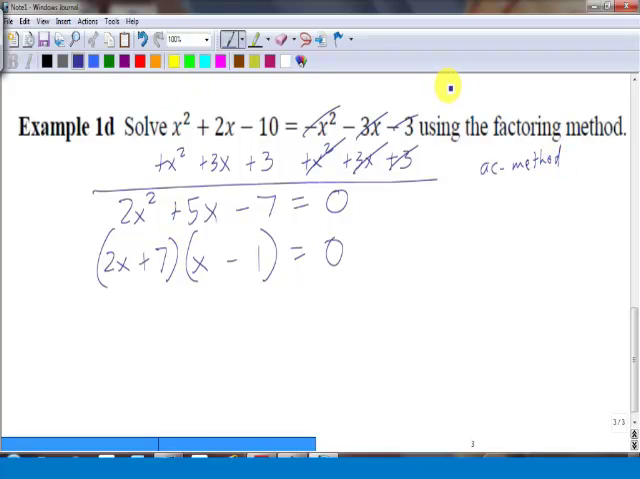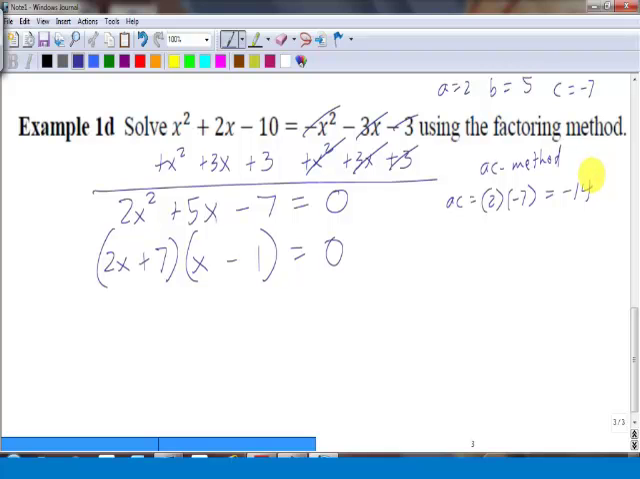A equals 2, B equals 5, and C equals negative 7. It's the same A, B, and C that we'll use when we substitute into the quadratic formula in a little bit. A is the coefficient of the x squared, B is the coefficient of the x, and C is the constant term. The AC method is called the AC method because the very first thing you do is multiply A by C, 2 times negative 7, and get negative 14.